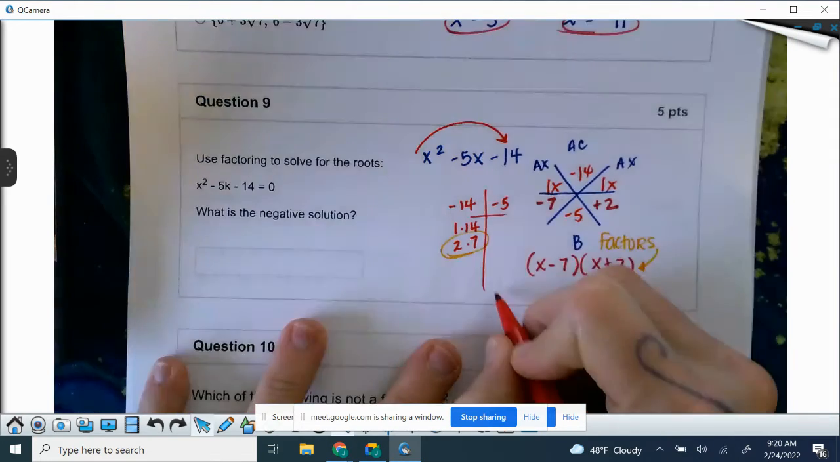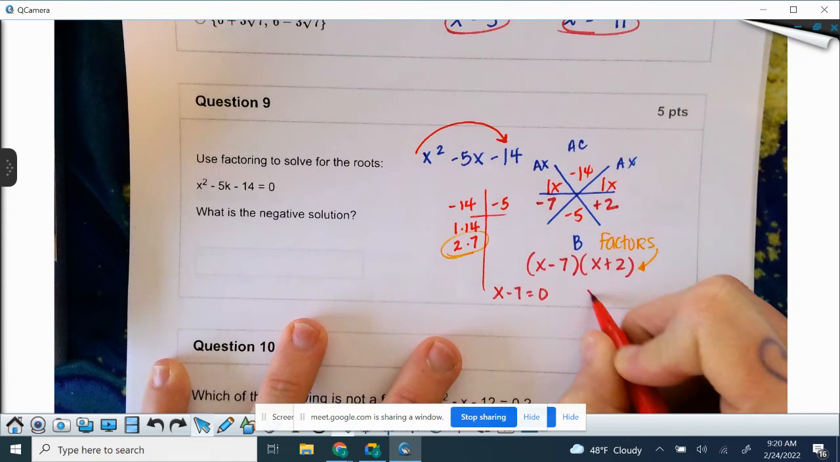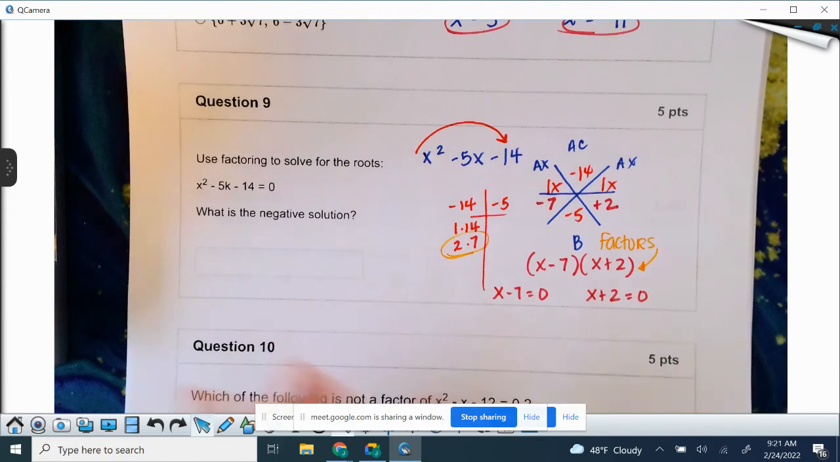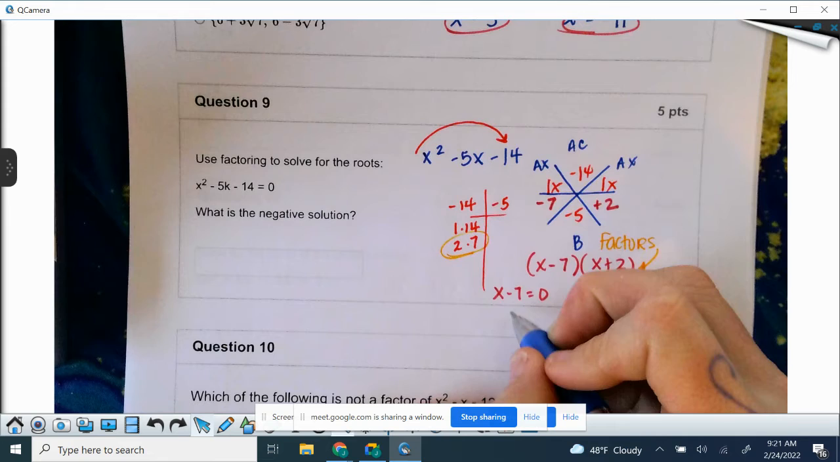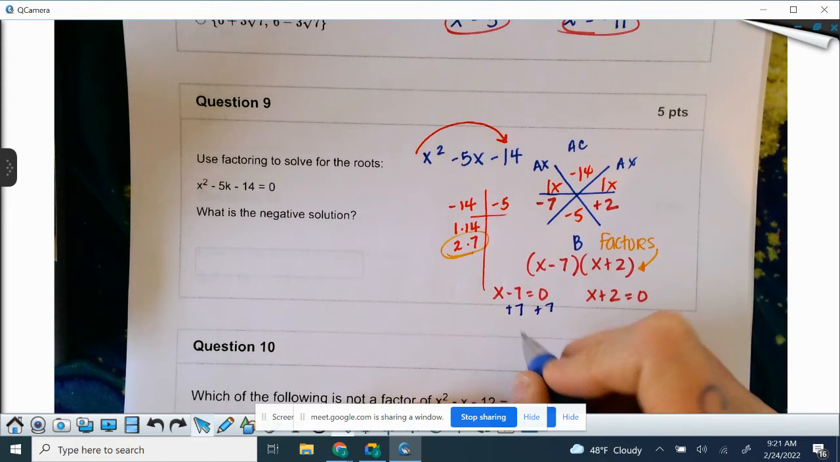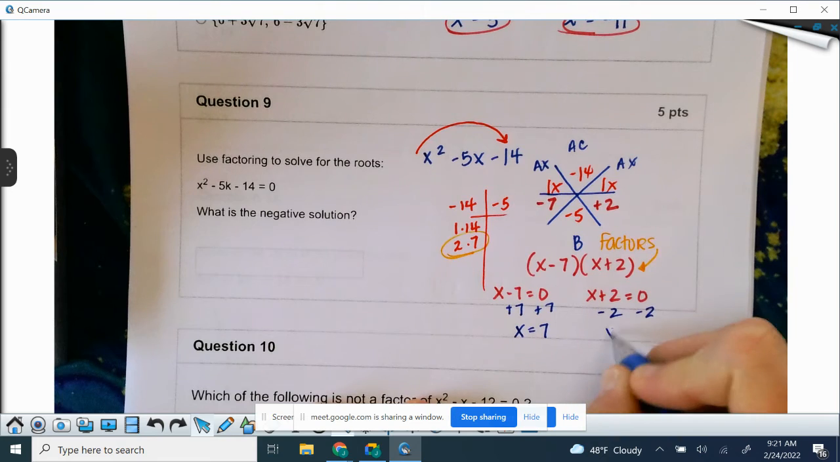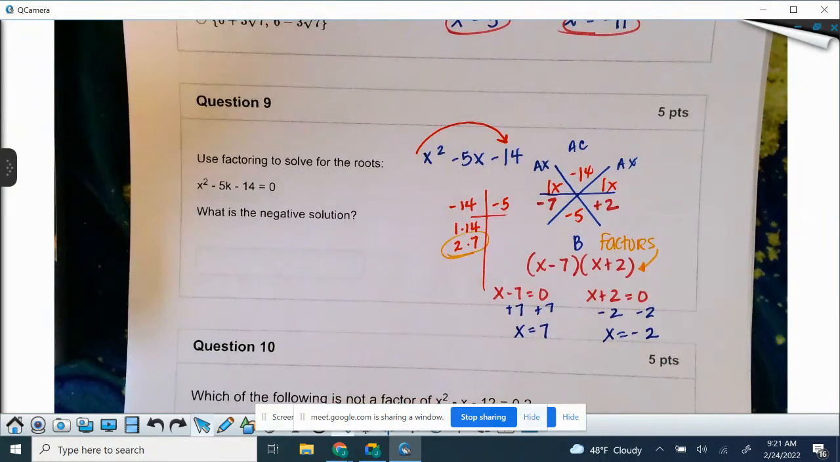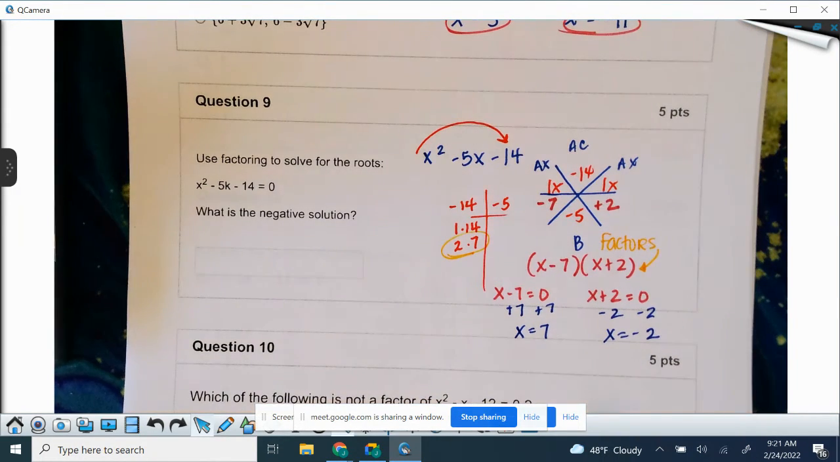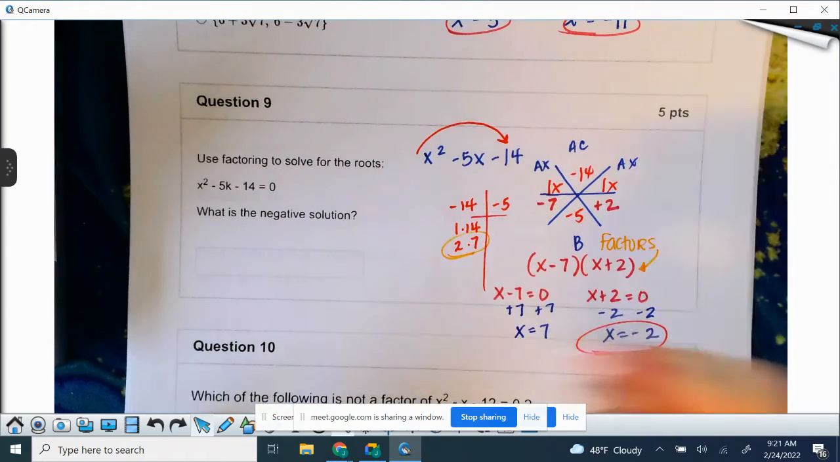So x minus 7 equals 0. X plus 2 equals 0. Add 7. So x equals 7, and x equals negative 2. The question asks for the negative solution. So it's getting negative 2.